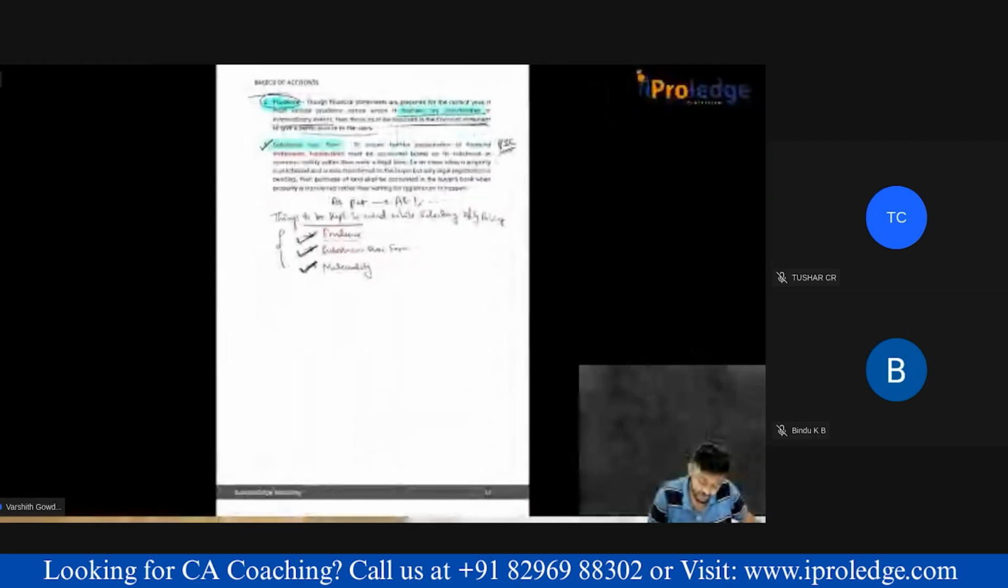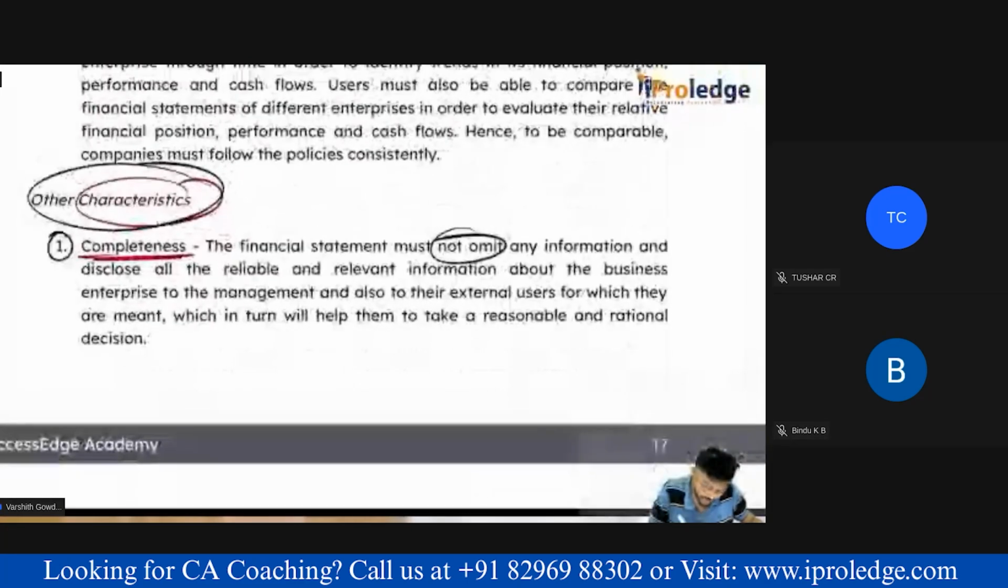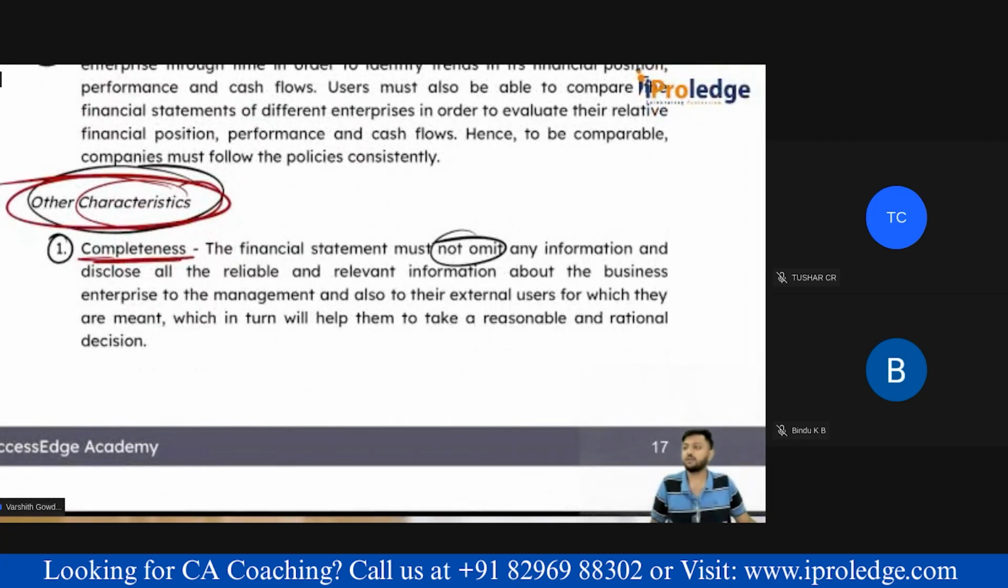This is all fine. Now, other characteristics which you should understand. There are other characteristics of financial statements, and these should be complied with whenever you are preparing a financial statement. The first one is completeness.